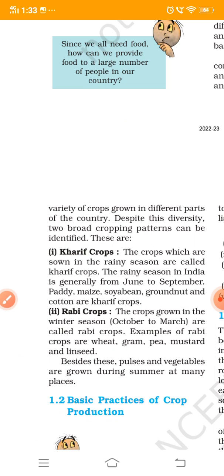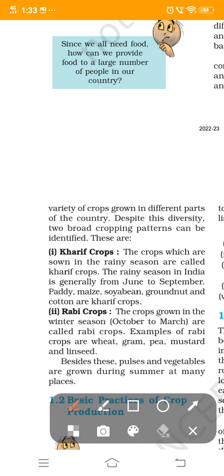Despite this diversity, two broad cropping patterns can be identified. These are Kharif crops and Rabi crops. Now there are a total of two types of crops. Now this is very easy. I think it was there in 5th standard.